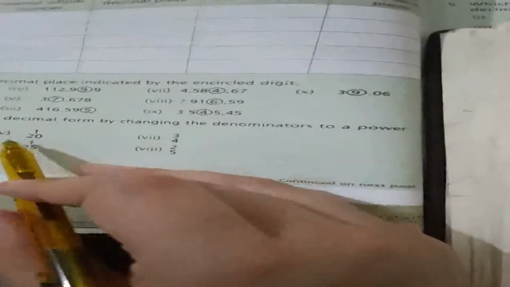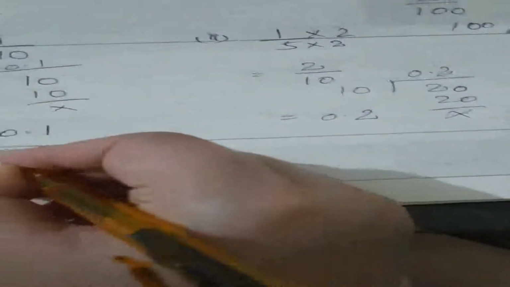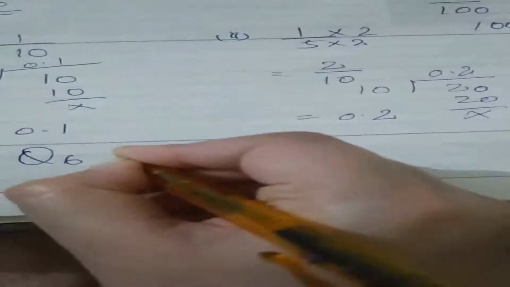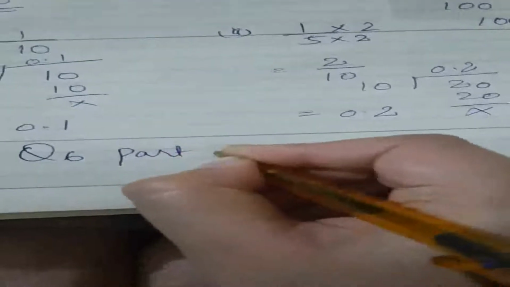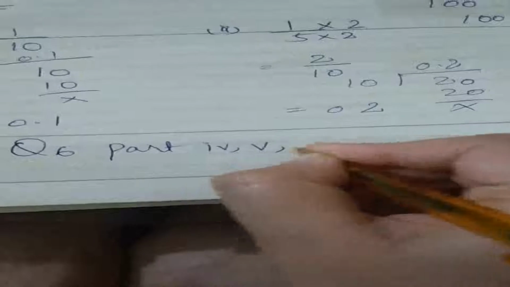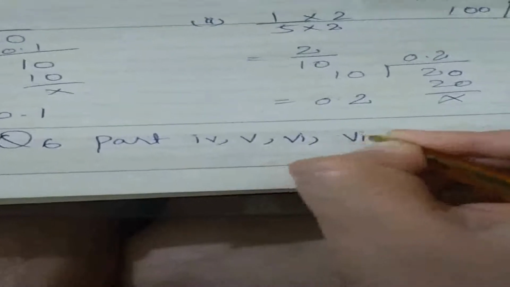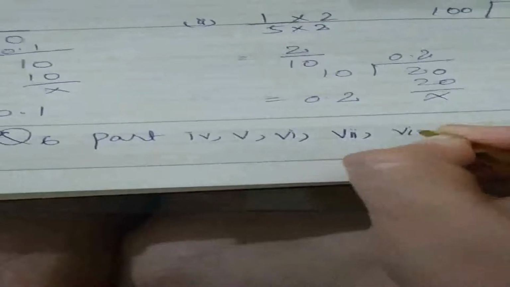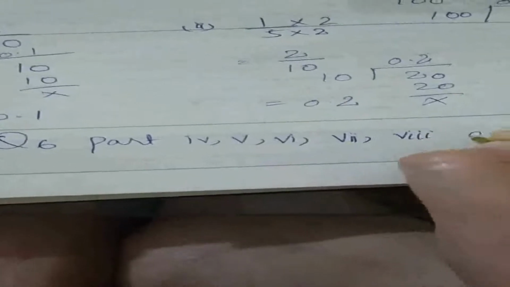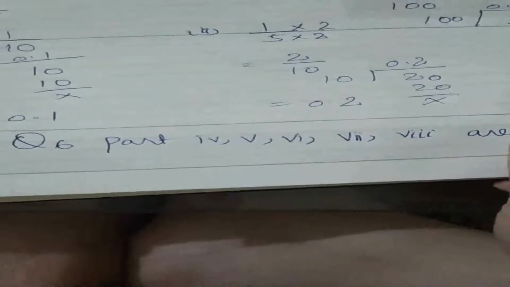I have done its 3 parts. Question number 6, parts 4, 5, 6, 7, 8 are homework. Do it by yourself, okay? If you find any problem while solving it, do ask me, okay?